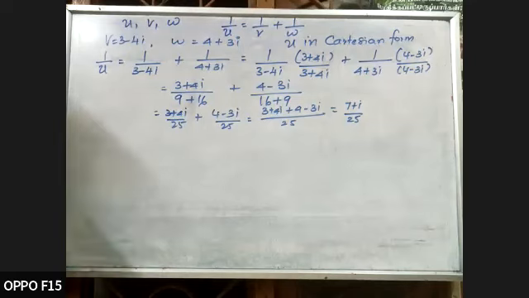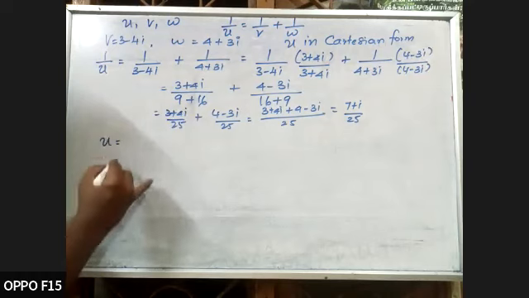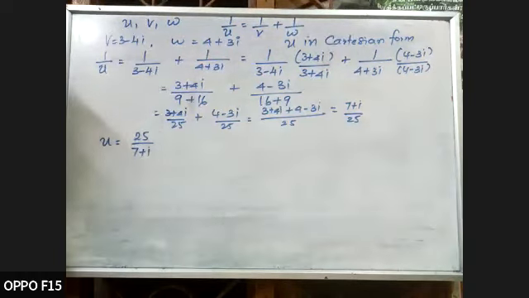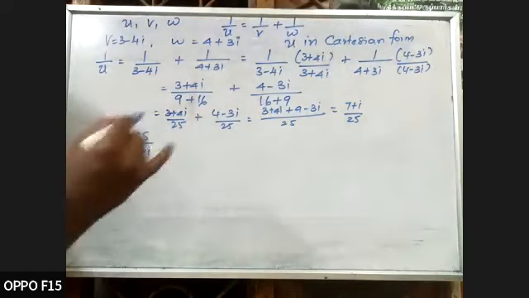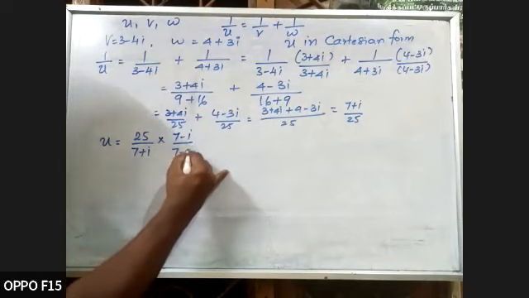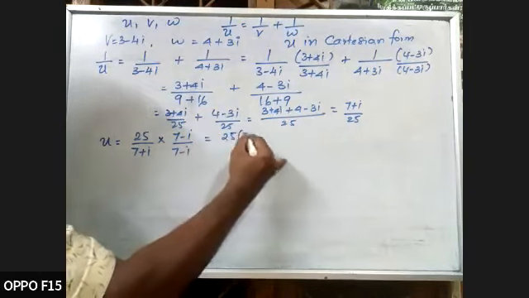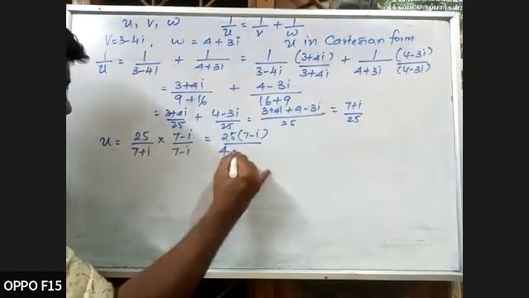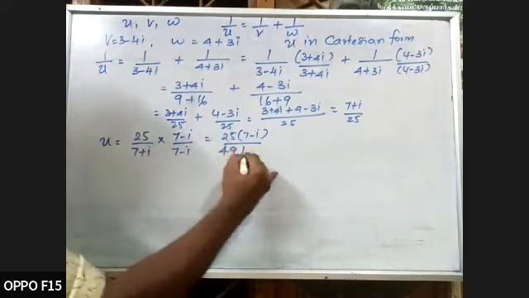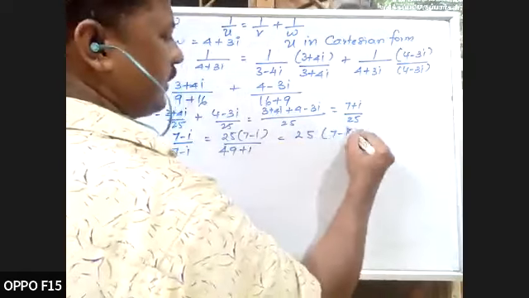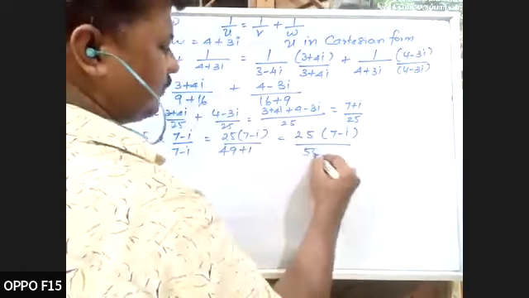Okay, now, so this is called 1 by u. u is equal to, taking the reciprocal, 25 divided by 7 plus i. The question says the answer should be in Cartesian form, a plus ib. Then we have to take the conjugate, 7 minus i divided by 7 minus i. 25 into 7 minus i, a plus b, a minus b. A square, 7 square, 49. i square is minus 1, so we get 50. Therefore, 25 into 7 minus i divided by 49 plus 1.